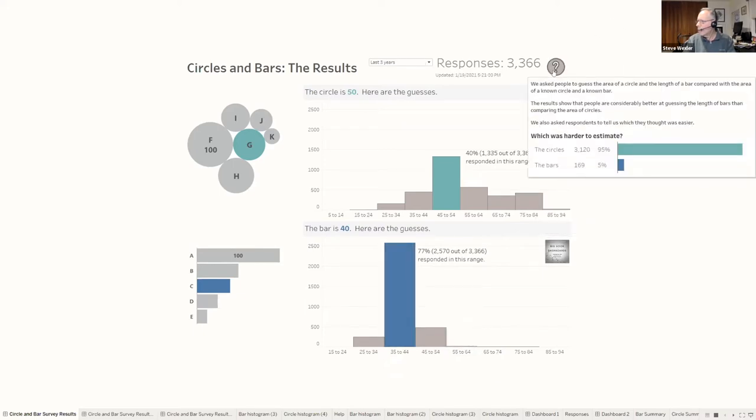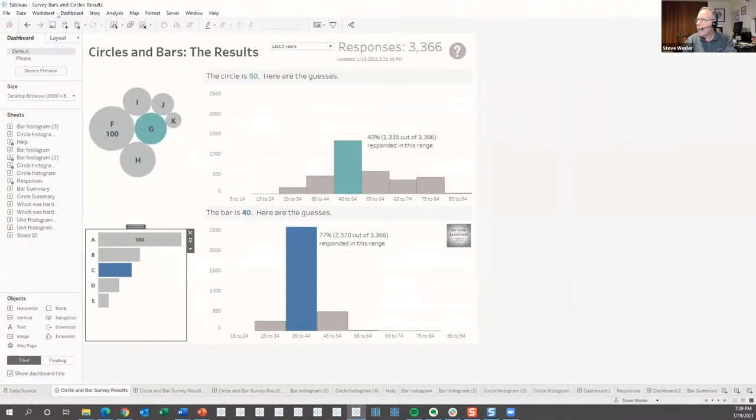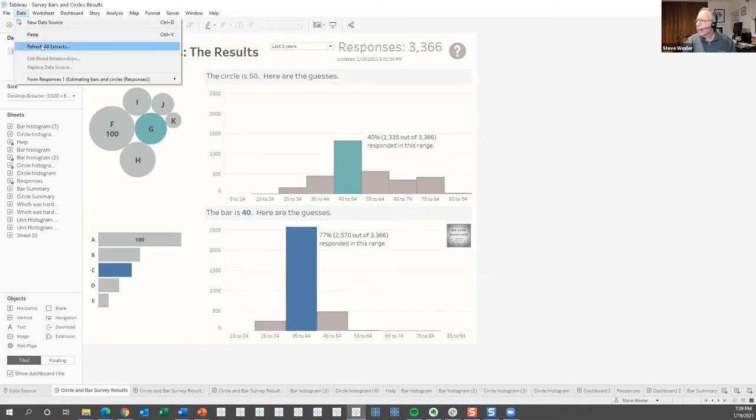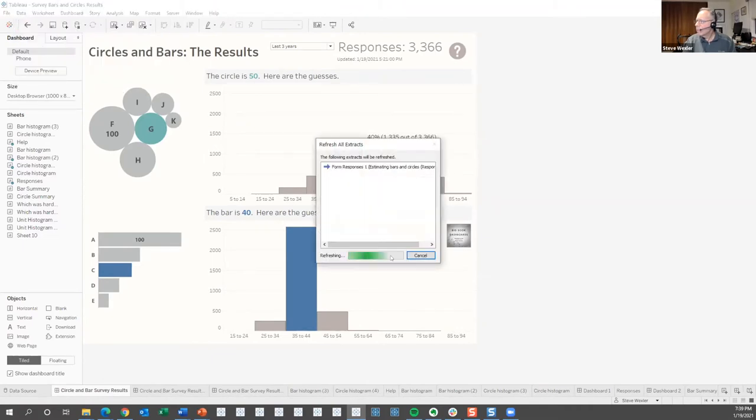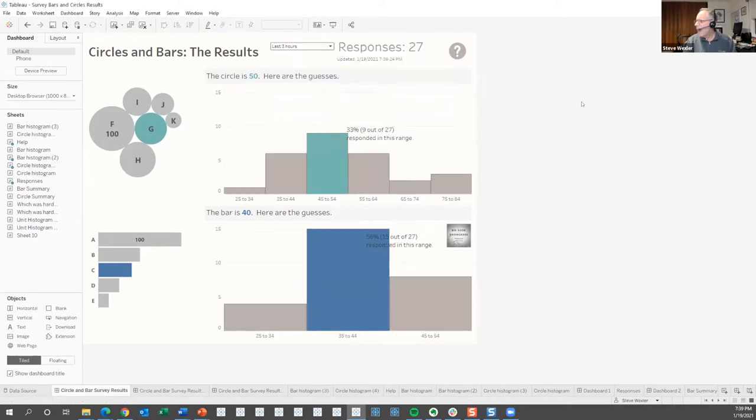If we look and see which was harder to estimate, most people say the circles were much harder to estimate. Let's see how this group did. Let me go to refresh this. And we had 3366 responses. We now have 3393. And instead of looking at the last 3 years, let me look at the last 3 hours and see how people did. Thank you very much.